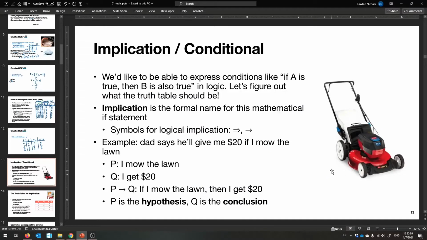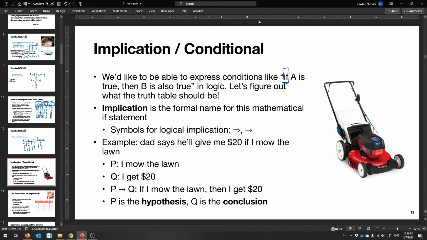Okay. Now it's time for something very important. This is going to come up for the rest of our lives now. It's called the conditional operation, or also known as implication. Okay? So there's a symbol for it. It is either the double arrow or the single arrow. And it gives us the word if.